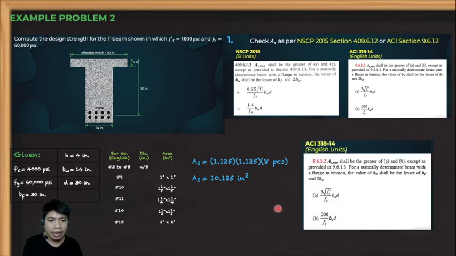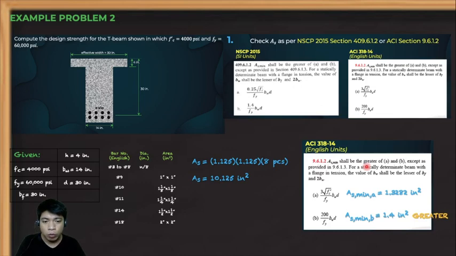Now we are going to compare that to the minimum area of steel required by the code. According to the ACI, As minimum shall be the greater of A and B. So we need to compute our minimum area of steel. There are two formulas here, for A and for B. Given f'c, fy, bw, and d, the area of steel minimum A is 1.3282 and the area of steel minimum B is 1.4 square inches. Now we choose the greater, because As minimum shall be the greater of A and B. The greater here, of course, is As minimum B.